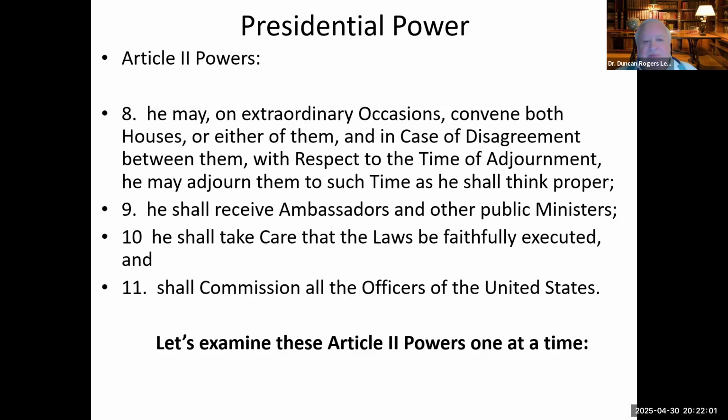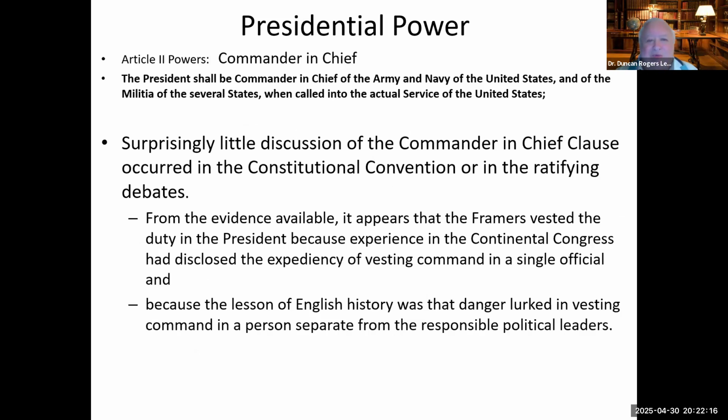So that's it. 11 stated powers of the president. And from that, we get all of the other things that presidents have done. Let's take a look at them one at a time. And we're going to spend most of today on the war power, the commander-in-chief clause.